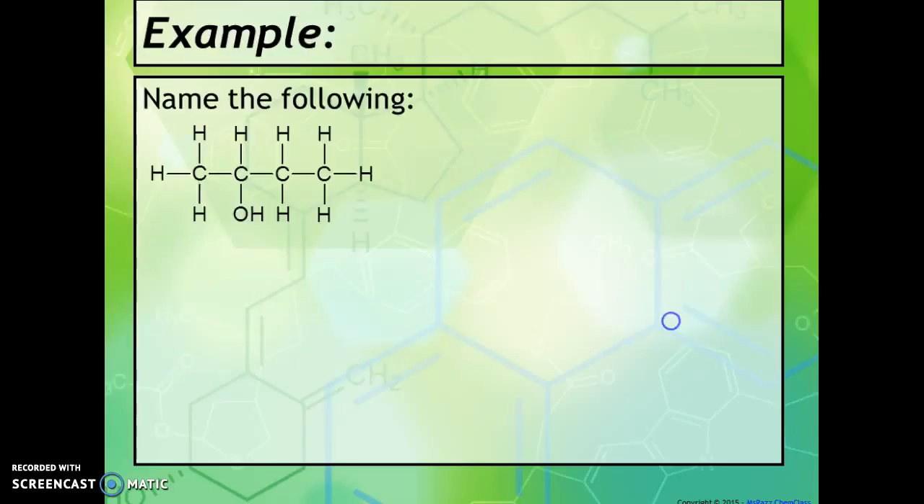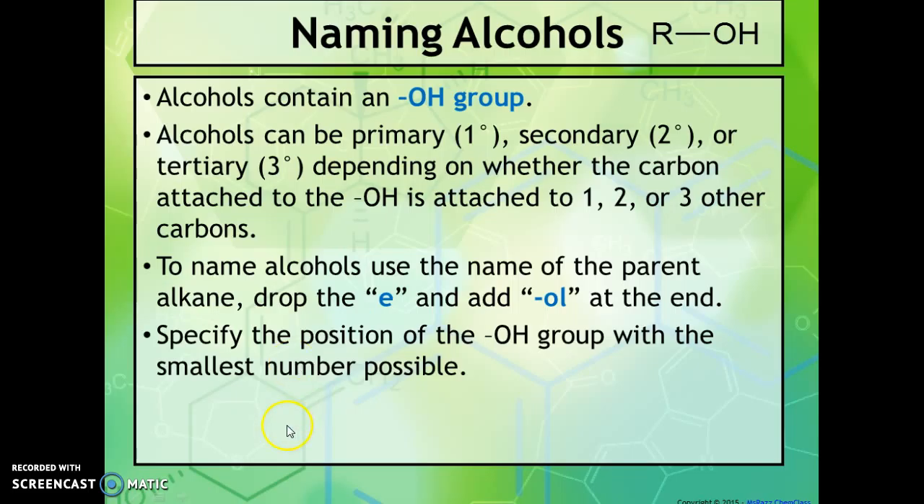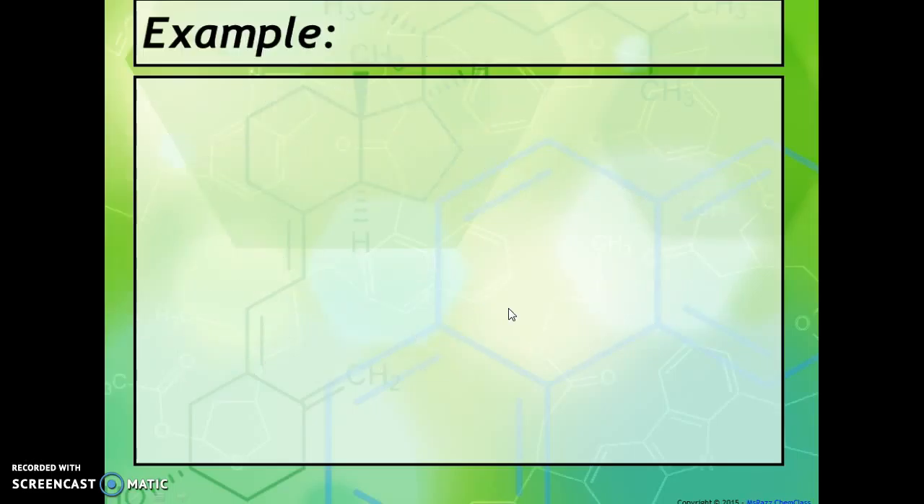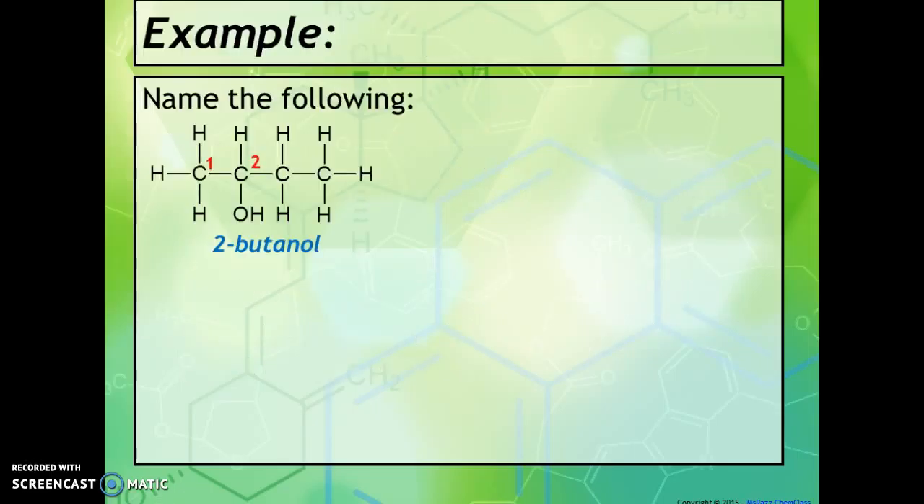So here's an example for us. First, we need to look at how long this guy is. Oh, well, he's got 4. So he would normally be butane. Well, what did it say to do back here? We're going to take our butane, drop the E, and add OL. So it turns into butanol. And we need to say which one our hydroxide's coming off of, which is number 2. So it turns into 2-butanol.